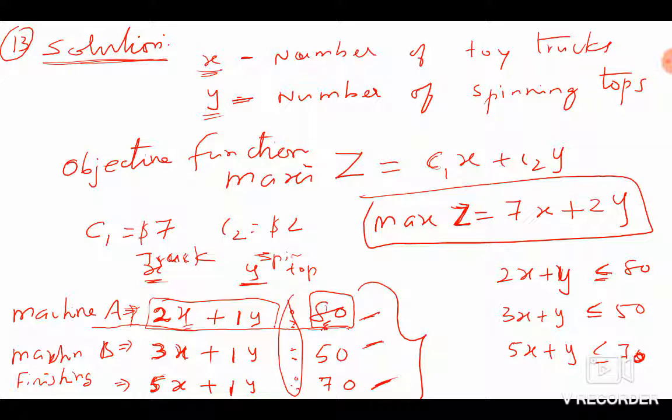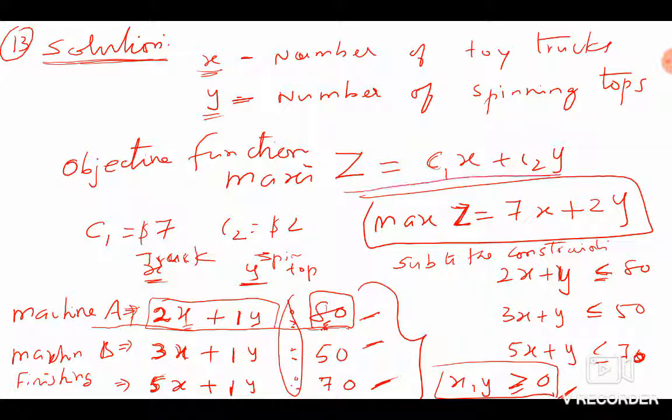So these 3 are our constraints. Subject to the constraints. Now finally we will write x comma y should be greater than or equal to 0. The quantity should be always positive, isn't it? One of them can be 0. You can ignore production of truck and go with the spinning top if that is the maximum for you, isn't it? So equality 0 is also allowed, right? So this is your LPP, linear programming problem.